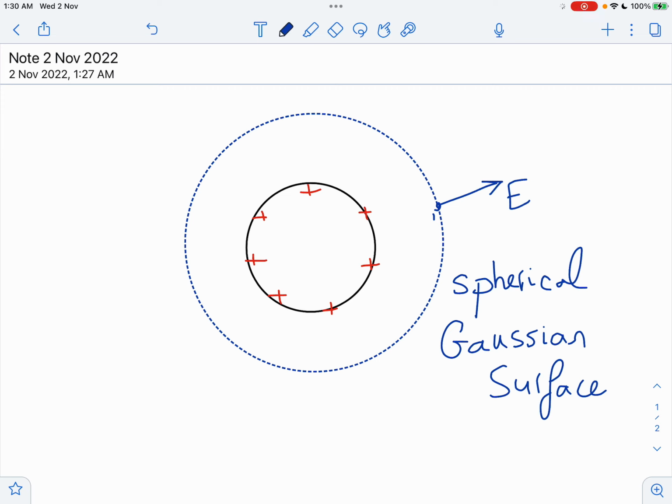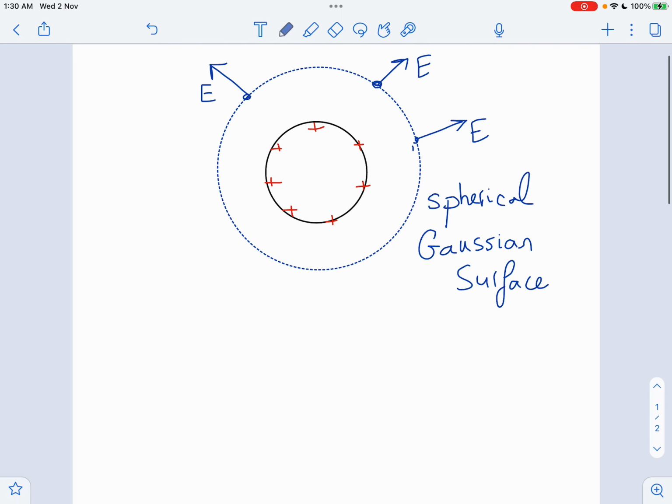Now, at any point on that surface, the electric field will be pointing radially outward, and all of those electric fields are going to have the same magnitude E. Now we apply Gauss's law. Gauss's law states that the flux through a closed surface, which can be represented as the closed integral of E dot dA, is equal to the charge inside that Gaussian surface, Q enclosed, over epsilon 0.